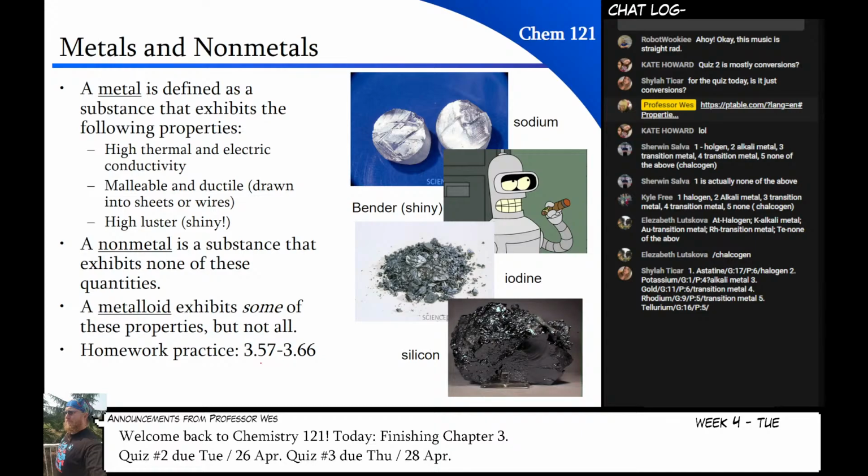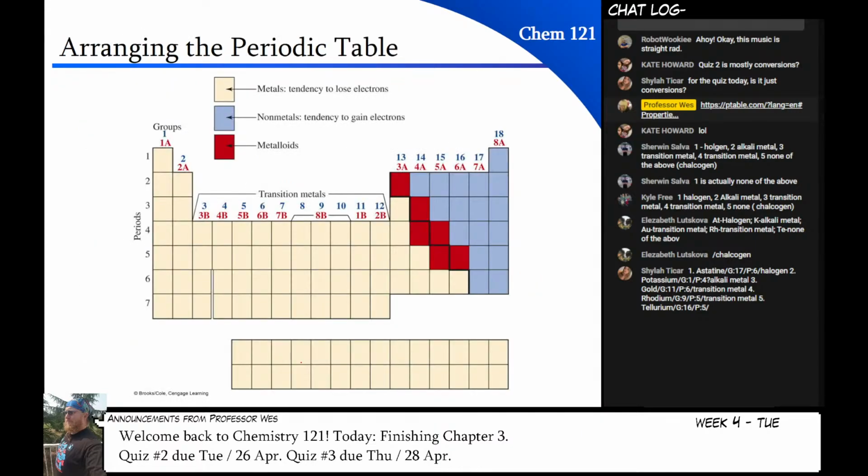So real quick, we'll highlight the homework practice here and then show you which elements are metalloids. And those elements are the elements that touch that zigzag that I had showed you earlier. So I'm going to draw it in dark blue here because black doesn't show up super well. Okay. So if you touch the staircase, you are what is considered a metalloid, with 1 or 2 exceptions.